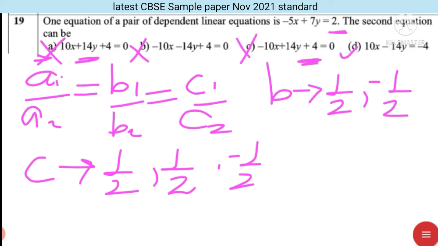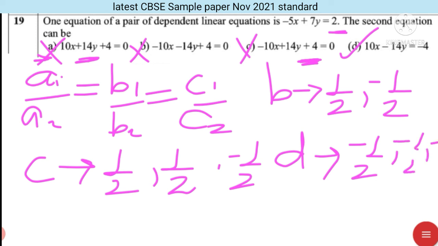Hence we are left with D, but let's check it out. Let's check out the option number D. A1 over A2 is minus 5 over 10, that is minus 1 by 2. B1 over B2 is again minus 1 by 2. And C1 over C2 is again minus 1 by 2. So yes, D is the right answer.